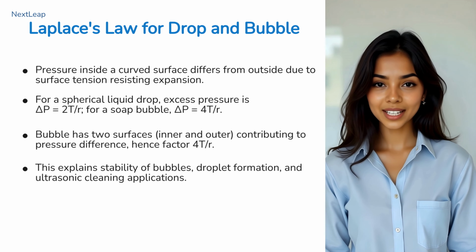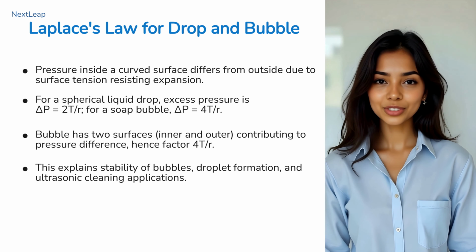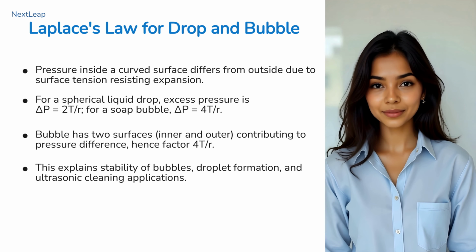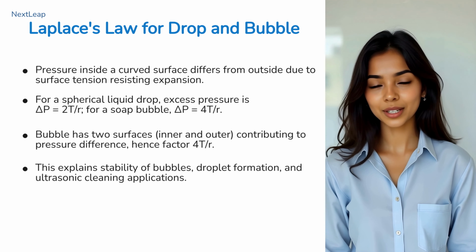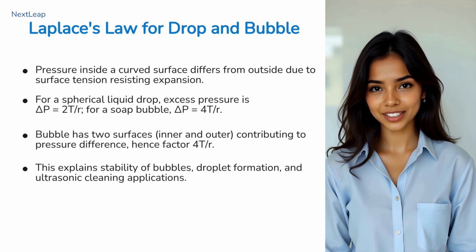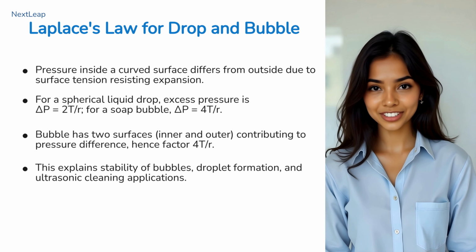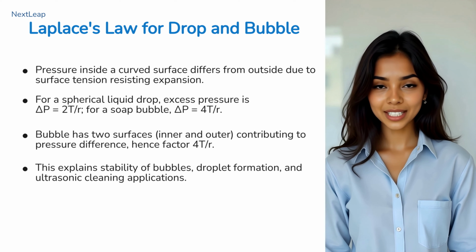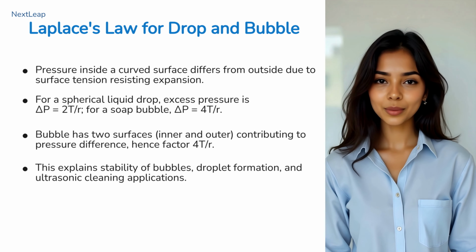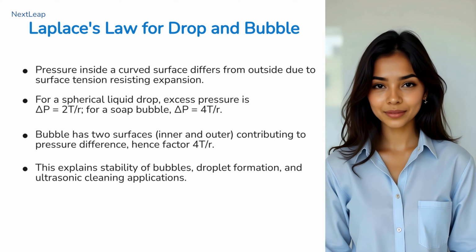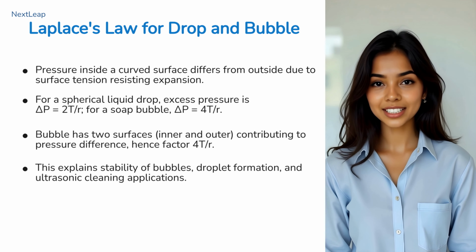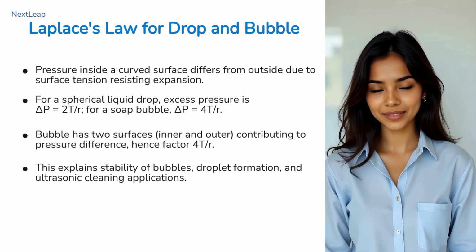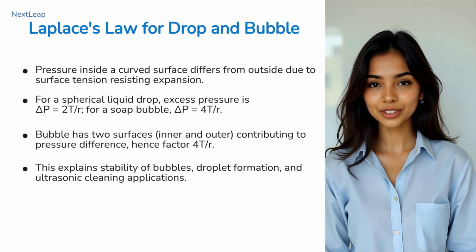However, a soap bubble has two surfaces, an inner and an outer skin, so its pressure difference doubles to 4 times T over r. You can picture this in the diagram showing a spherical drop with pressure arrows pointing inward and a bubble with two curved surfaces, each contributing to the pressure. This pressure difference explains why bubbles are stable and why droplets form discrete spheres. It's even exploited in ultrasonic cleaning where tiny bubbles scrub surfaces with pressure pulses. Surface tension really packs a punch.